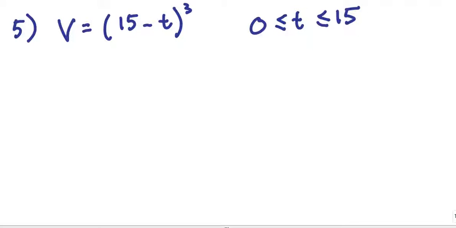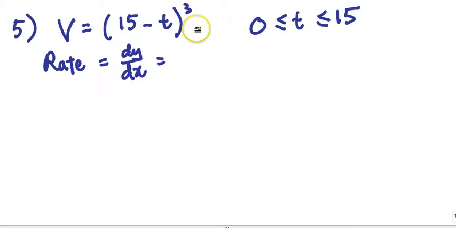Let's now look at question 5. In question 5, you are given the function v, which shows the amount of water in the tank leaking at time t seconds. So you're supposed to find the rate at which the water leaves the tank. Remember, one way to find the rate is to find dy over dx, where in this case, since there's no y, there's no x, it's actually to find dv over dt.